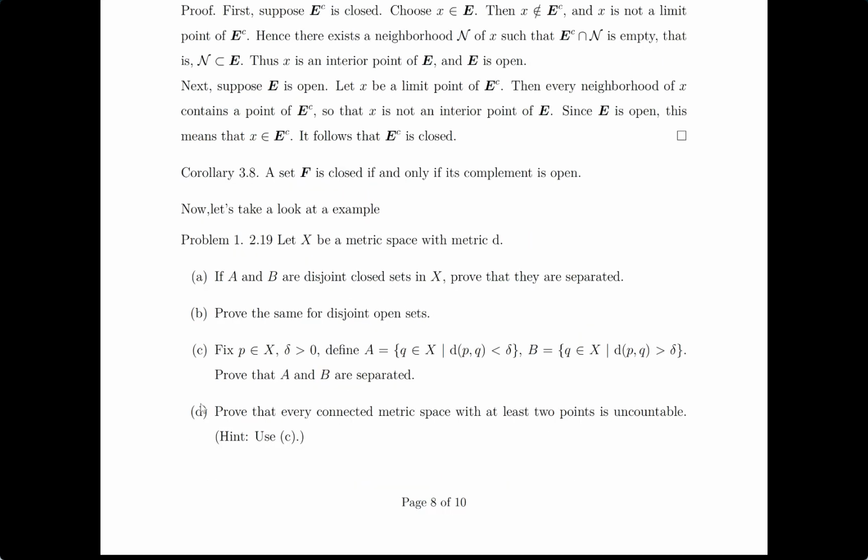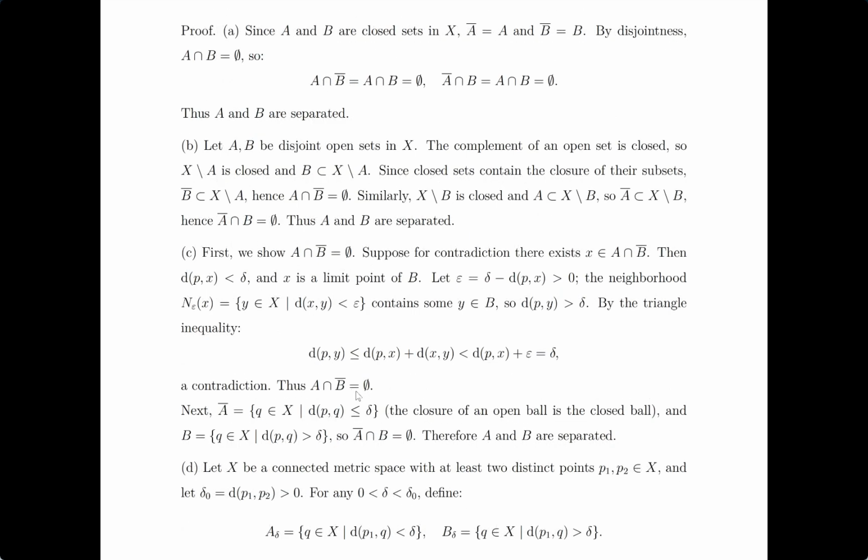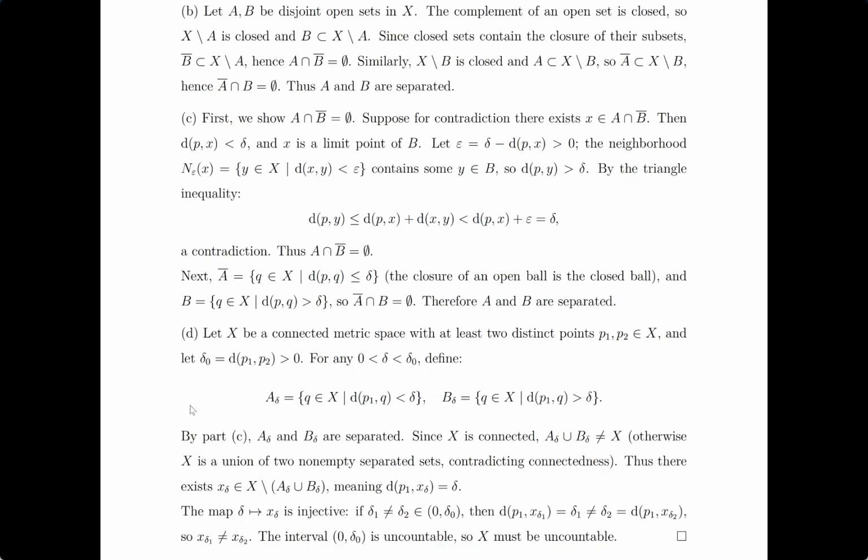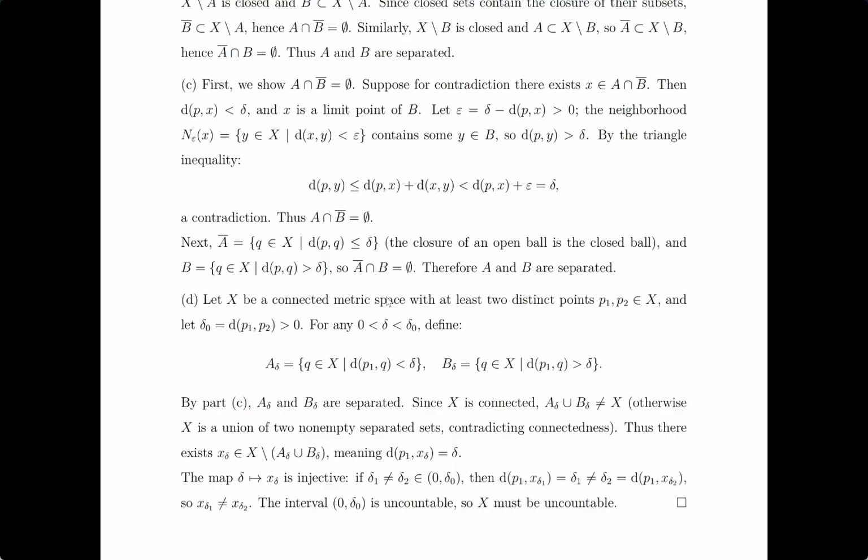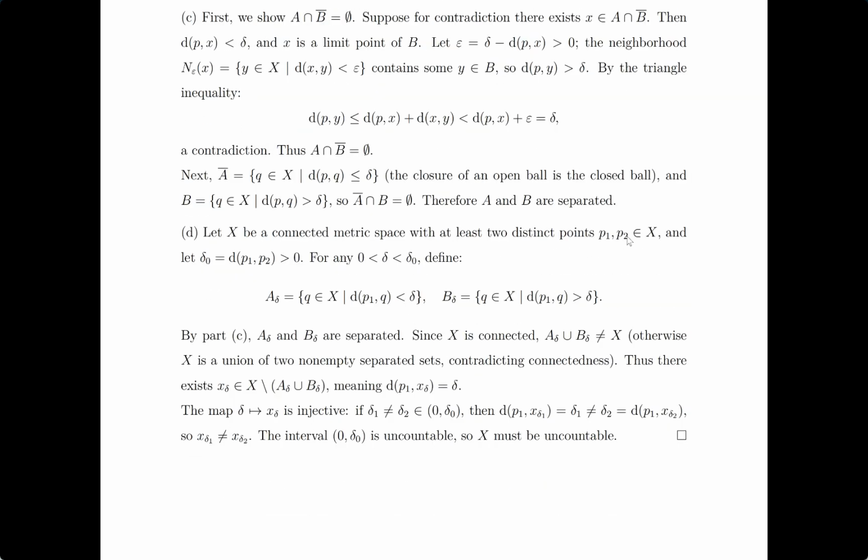Look at problem D. Prove that every connected metric space with at least 2 points is uncountable. So we let X be a connected metric space with at least 2 distinct points p1 and p2. And we want to prove that X is uncountable. So it's best to create an injective map to an uncountable set. This is our way.